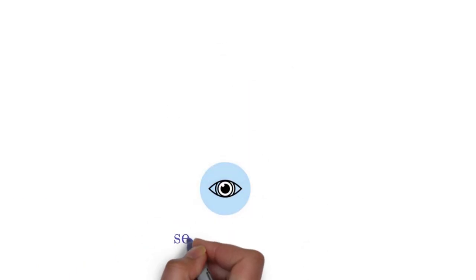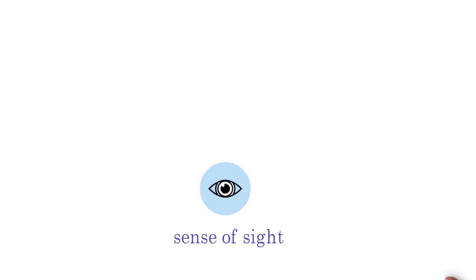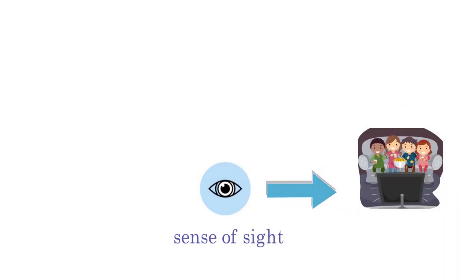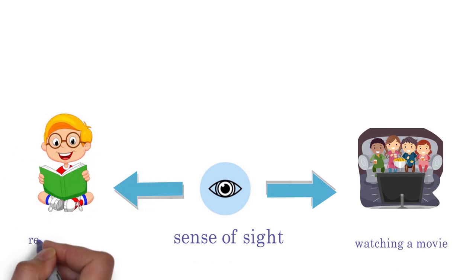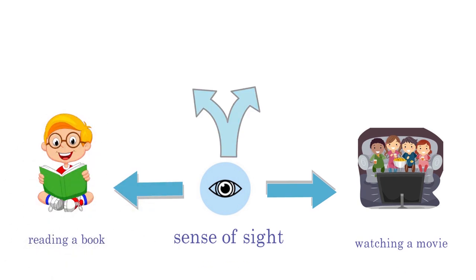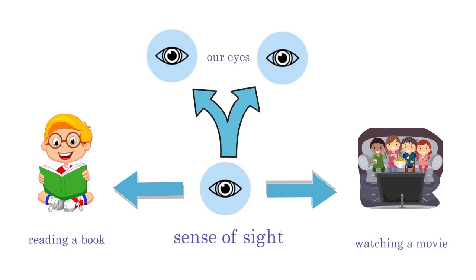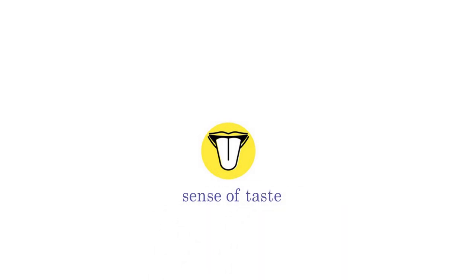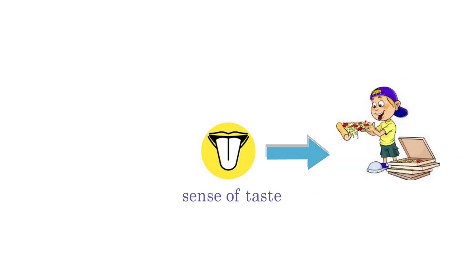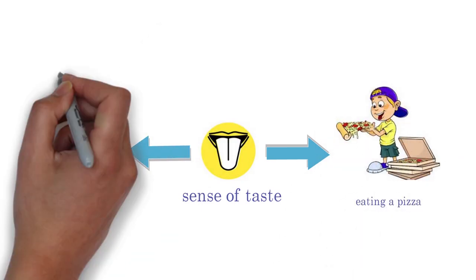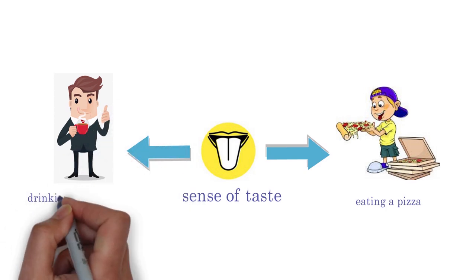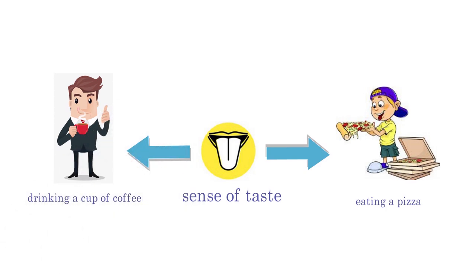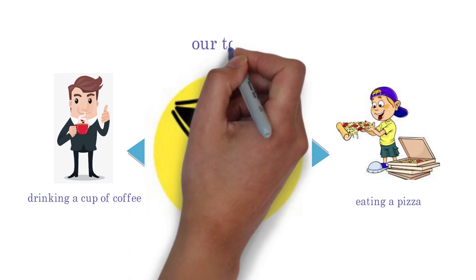1. Sense of sight. You used it while watching a movie or reading a book. The organ that helps us do this is our eyes. 2. Sense of taste. You used it while eating a pizza or drinking a cup of coffee. The organ that is used for taste is our tongue.